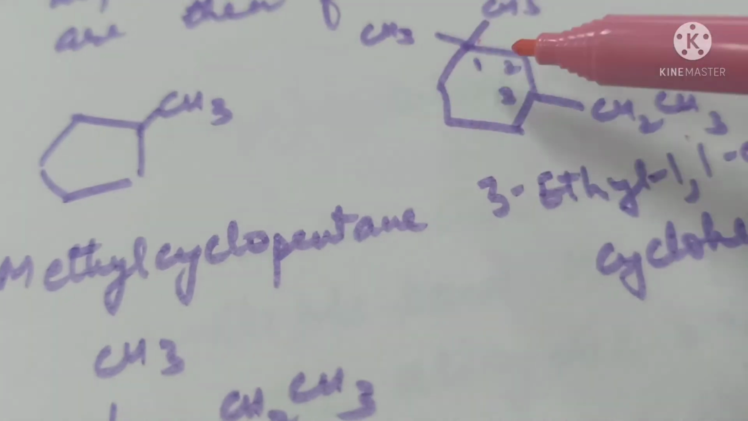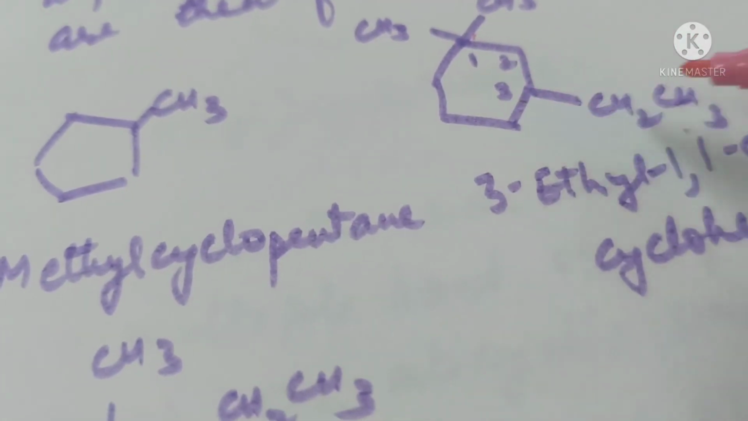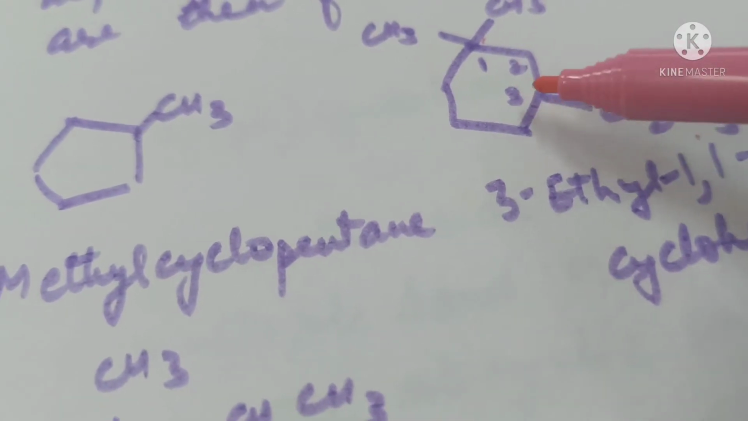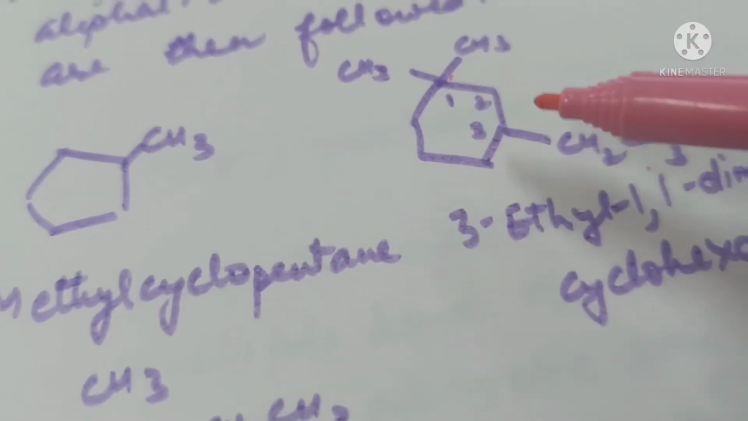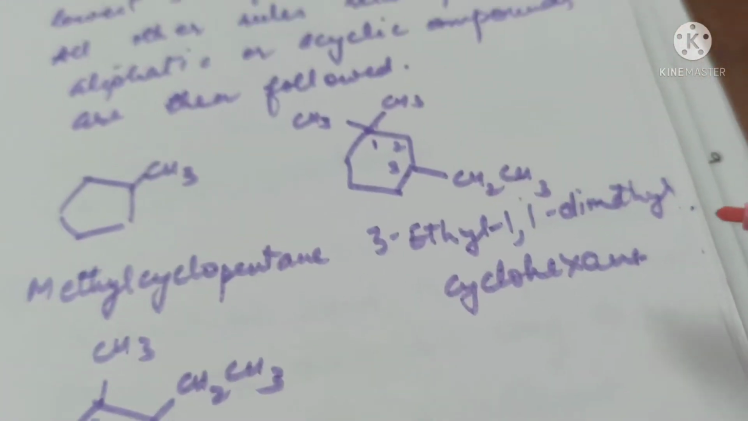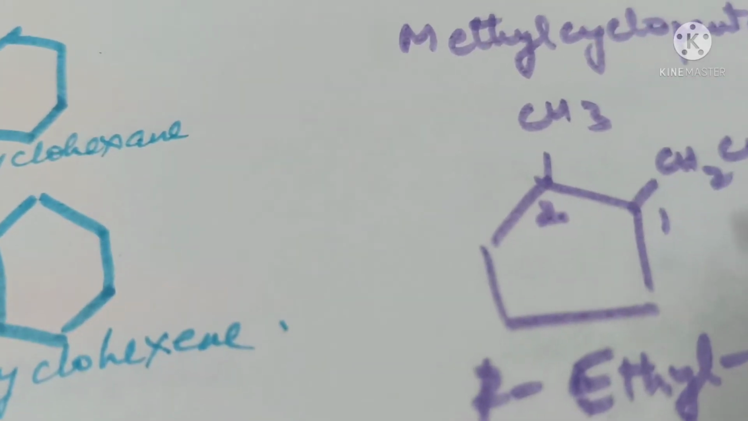So there are 2 methyl groups at one position and 1 ethyl group at third position. As E comes first, so the name will be 3-ethyl-1,1-dimethylcyclohexane. Similarly, in this compound, we have methyl and ethyl.